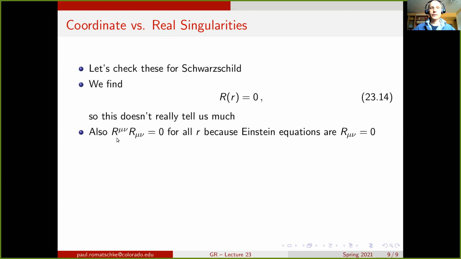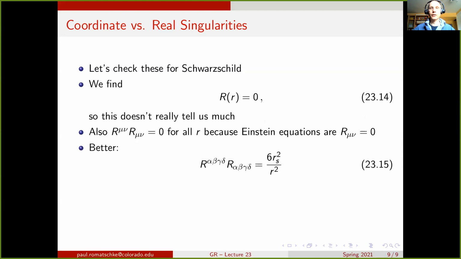Similarly, we have the case of R_{μν}. R_{μν} is 0, and that is also 0 for all r, because again, if we have a solution to the Einstein field equations, it must fulfill R_{μν} equal to 0. So then R_{μν}R^{μν} must be 0 for all r, simply because we have a solution to Einstein field equations. So neither one of these examples really is a good test of whether we have any singular behavior.